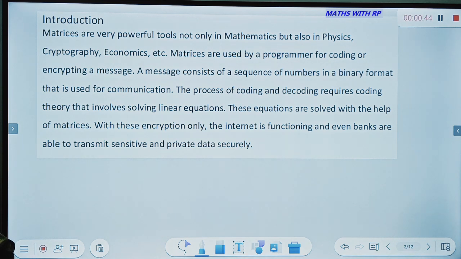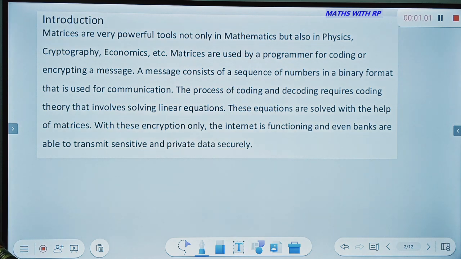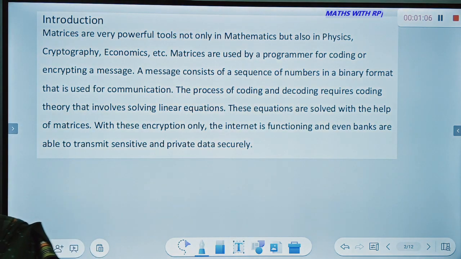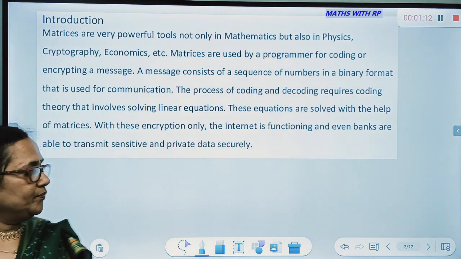What is a message? In coding, a message consists of a sequence of numbers in binary format which is used for communication. So the process of coding and decoding requires solving linear equations. Whenever you have many equations to solve, when the number of equations is very high with many unknowns up to n, then we find that the role of matrices is extremely useful.